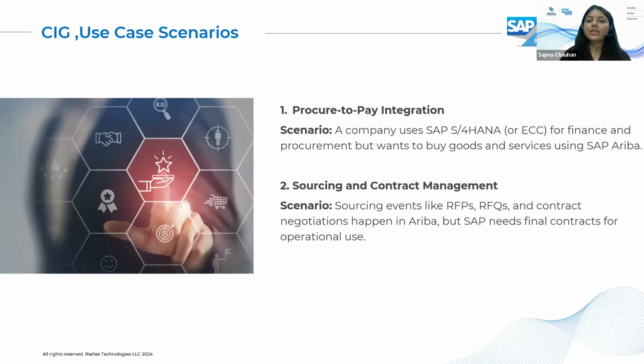So a company uses SAP S4 HANA or ECC for finance and procurement, but wants to buy goods and services using SAP Ariba. The second scenario is sourcing events like RFPs and RFQs and contract negotiation happening in Ariba, but SAP needs the final contract for operational use. SAP creates the PO and sends it to Ariba by CIG only. The supplier confirms orders, ships and invoices through the Ariba Network. Then the ERP handles the GR, invoice verification and the payments.